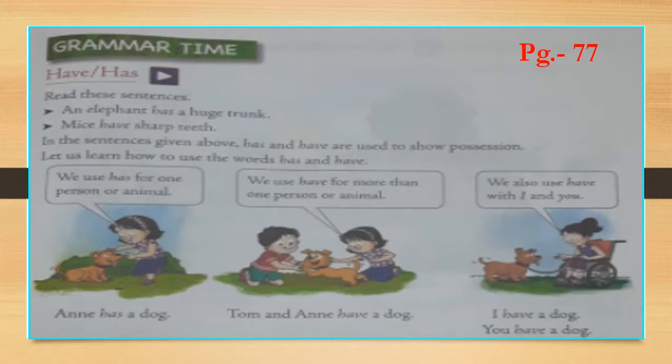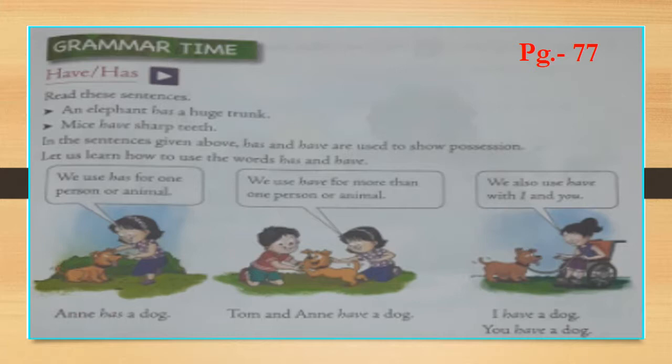See the next sentence. We use have for more than one person or animal. So here, Tom and Annie have a dog. Here, Tom and Annie are two. So we will write have with plural subject.